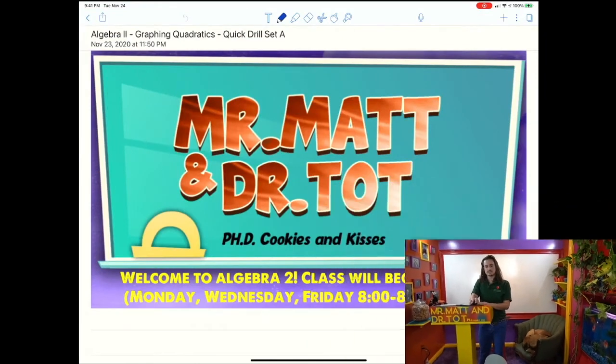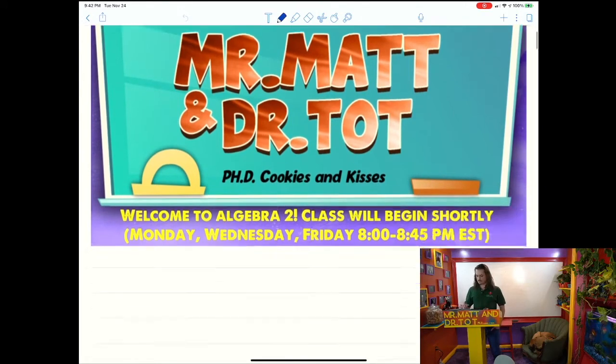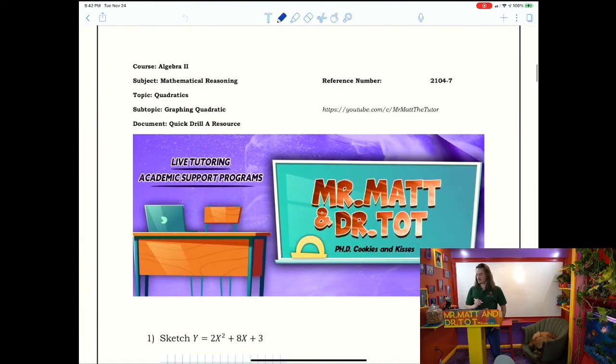This drill set is a little bit different than our regular live sessions. I'm not going to give you any time in the actual recording to solve. I want you to pause the recording, attempt the problem, and then watch the solution afterwards. For your reference, these documents are linked in the description below this video. Make sure that you're looking at document 2104-7. That's the reference number to make sure that you have the exact right document.